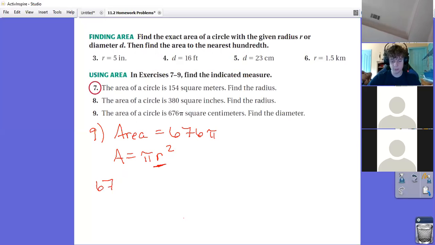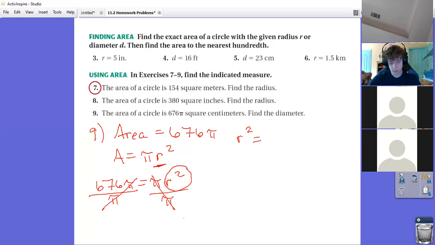I do know the area. I just don't know the radius. So I need to get r squared all by itself. I'm going to divide both sides by pi. Pi over pi is just 1, so it cancels out on both sides. So I have r squared equals 676. And then to get r by itself, I have to take the square root of both sides.